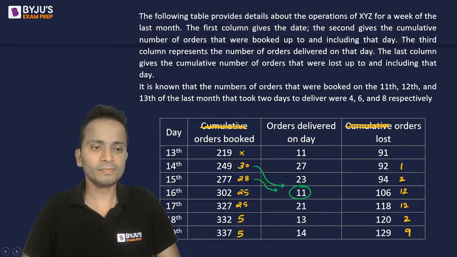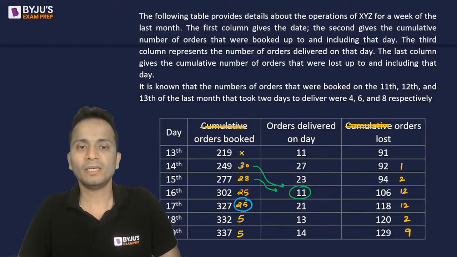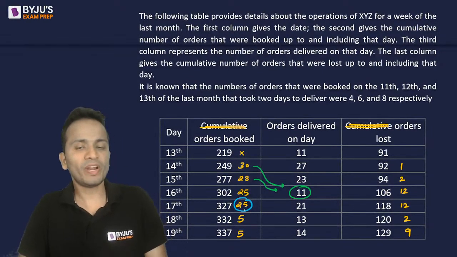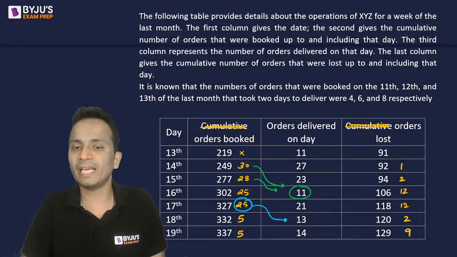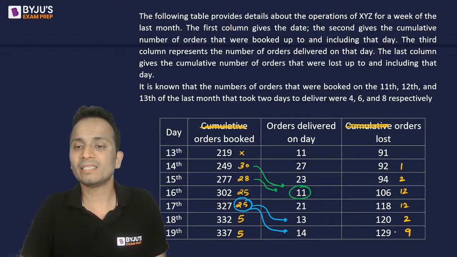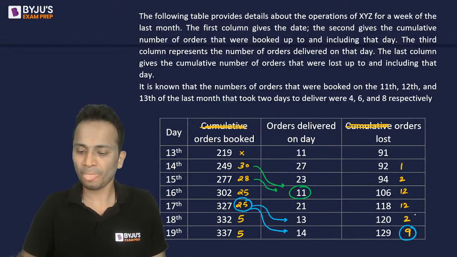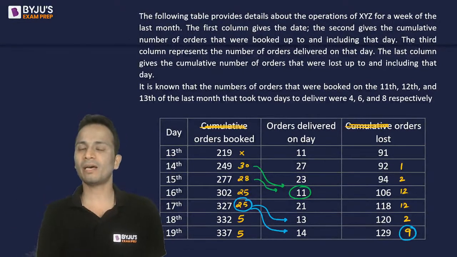Second thing, again, I'll take an example for this. Consider the number of orders that were booked on any particular date. So 25 orders are booked on 17th of this month. Now, out of which some orders will be delivered the next day, some orders will be delivered after 2 days, and some orders will be lost. So this particular number will be divided in three parts. These are the two most important things that we must take care about.